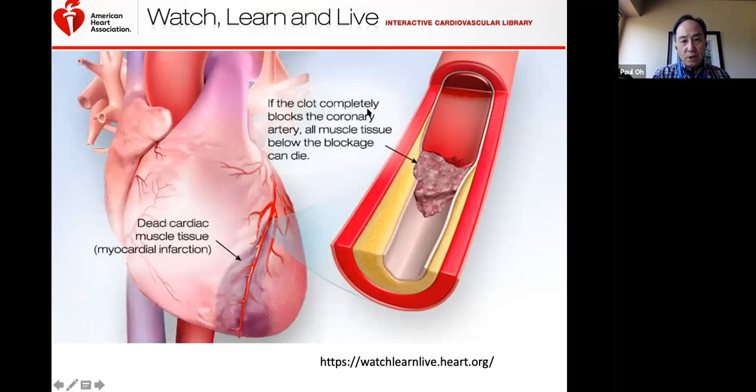So if the clot completely blocks the coronary artery, all muscle tissue below that blockage can die. And that's what's shown here, that if this section of the left anterior descending artery, as the example, becomes blocked off entirely, then the area of muscle that is fed by that artery can become compromised or even die, unfortunately, as a result.